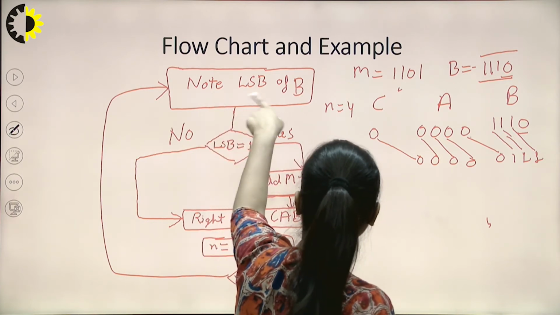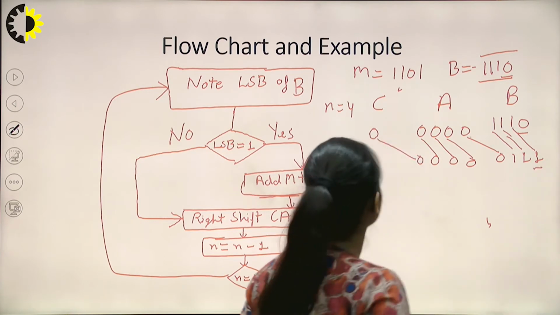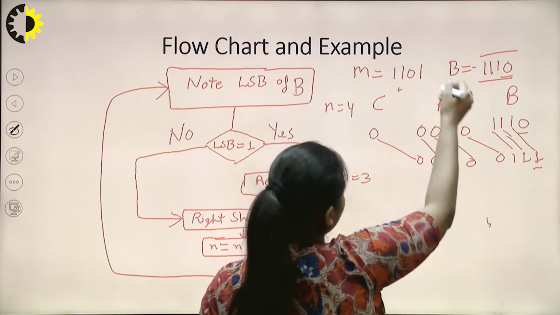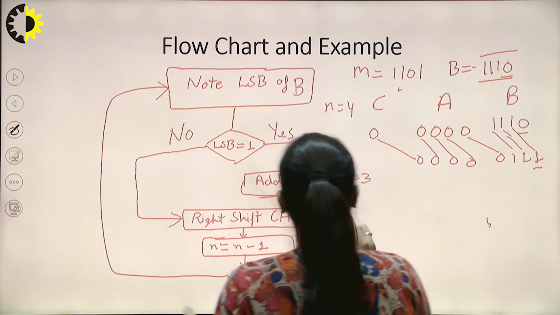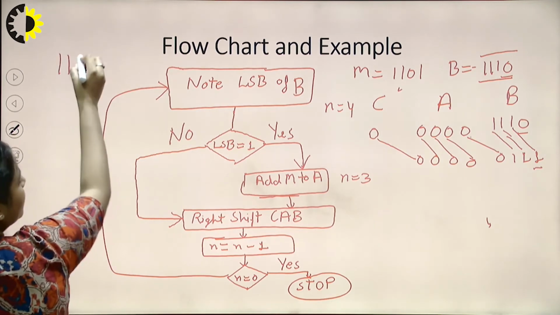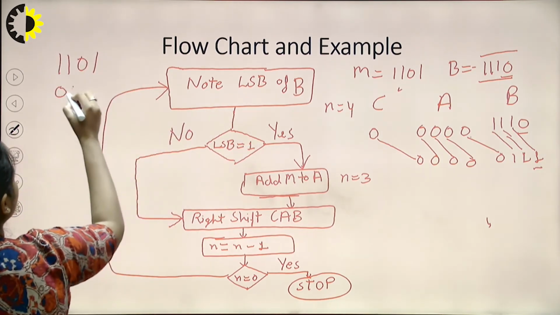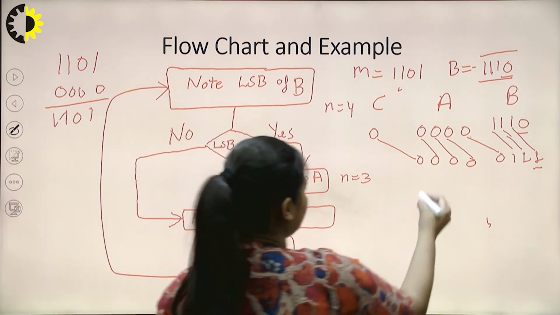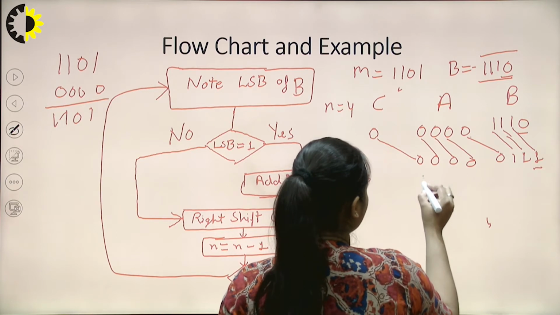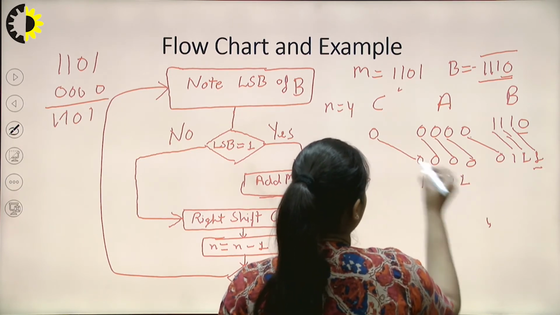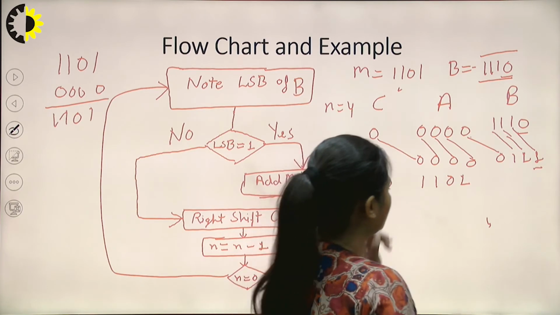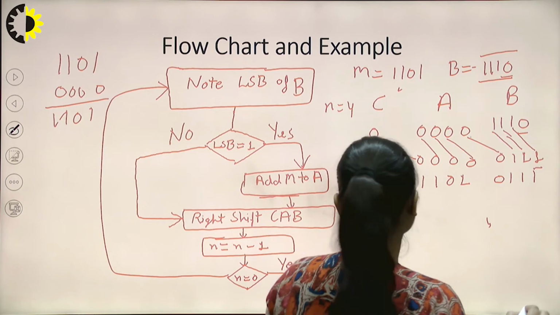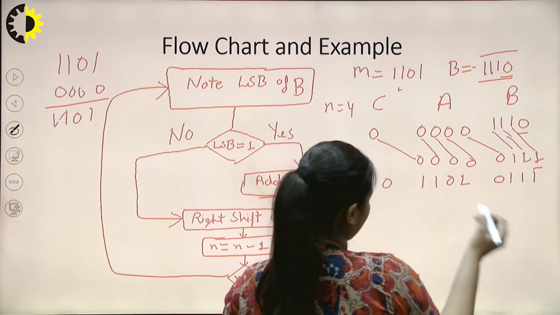Now the LSB of B is 1. So what we will do, we will add M to A, means the value of M would be added to A. Let's do it here. If I add 1101 with the accumulator's value, what answer can we have? 1101. Again we will write here the updated value of the accumulator, 1101, and initially the value of carry is 0. Again the value of B is the same. Then we will apply the right shift CAB. We will shift each digit by one place.